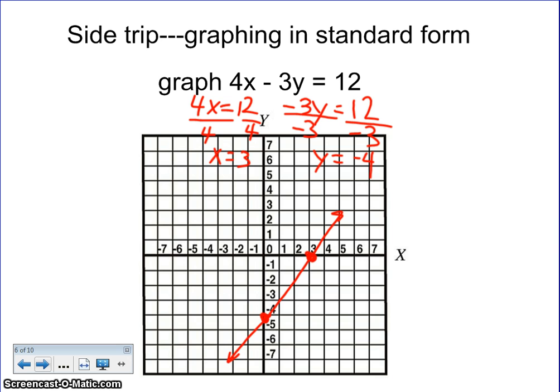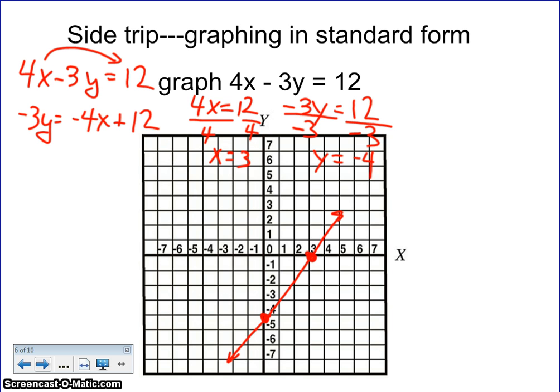I also said to rewrite this in slope-intercept form. So we've got 4x minus 3y equals 12. We start this problem out the way we did all the others. We're going to move the 4x term to the other side, which is going to become negative 4x plus 12. And to finish this problem, we divide both sides by negative 3. And that gives us y is equal to 4/3 x. 12 divided by negative 3 is negative 4.